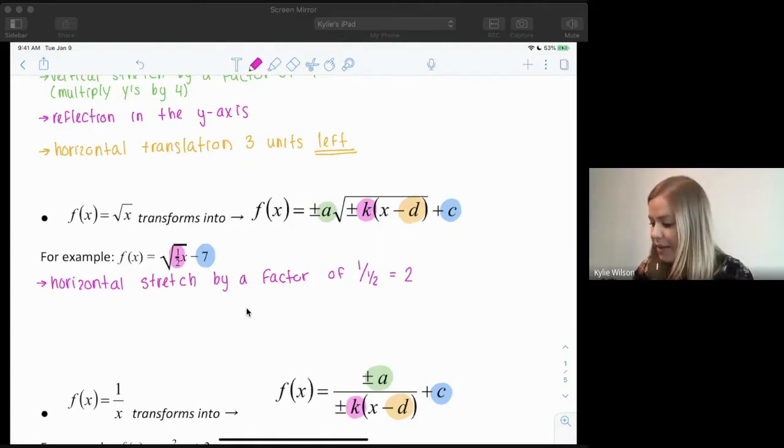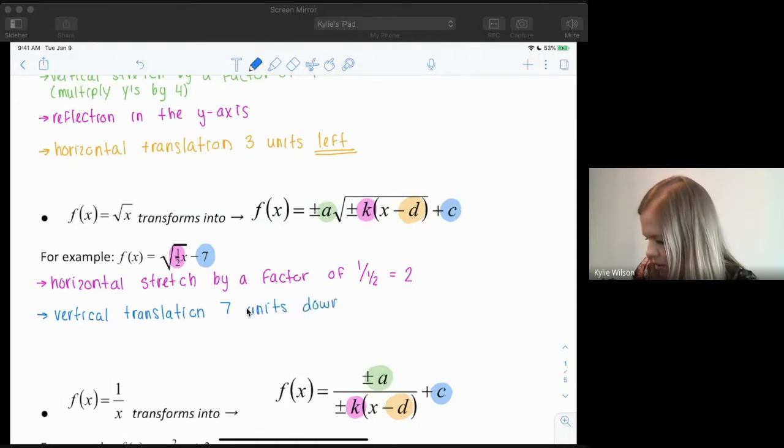That's for our k. And now we need to address our c. So our c moves our function up or down. So in this case, because our c is negative, we have a vertical translation, 7 units down. So that would be our final transformation.